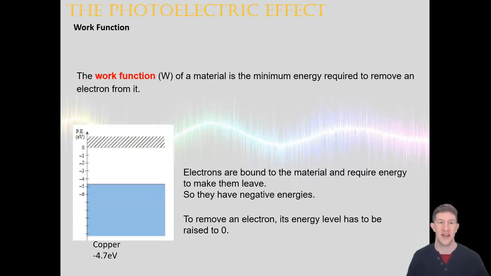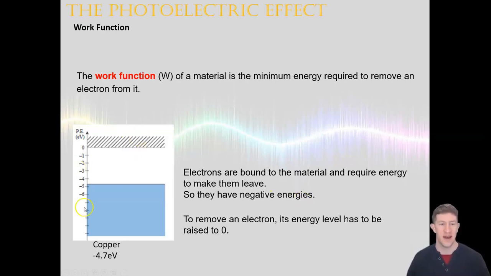The work function then, which we use capital W, is a property of the material, and it's the minimum energy required to remove an electron from it. So it's like when we talked about the threshold frequency, it's the minimum frequency required. The work function is how much energy we actually need to remove an electron.